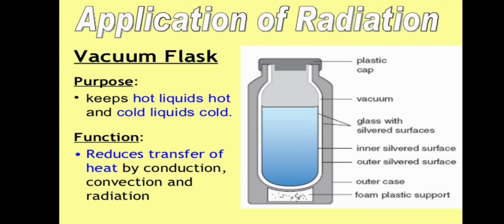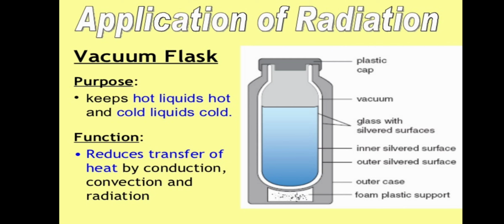A thermos flask consists of a double-walled glass bottle. Glass is chosen as the material for making thermos flask because it is a bad conductor of heat. All the air is evacuated or removed from the space between the two walls of the glass bottle to prevent the transfer of heat by conduction and convection. You know, conduction and convection cannot take place in vacuum.